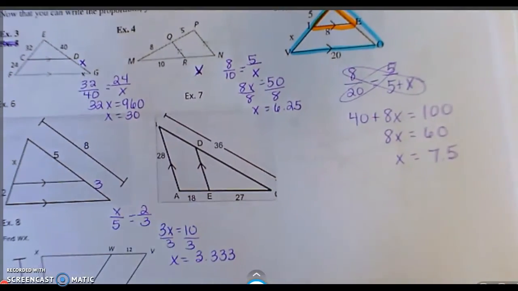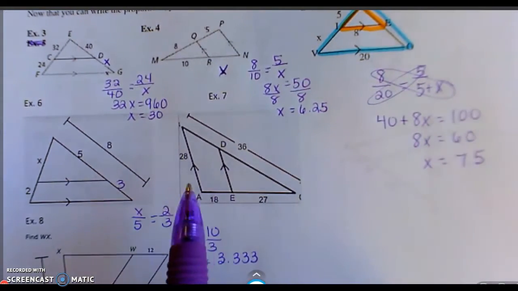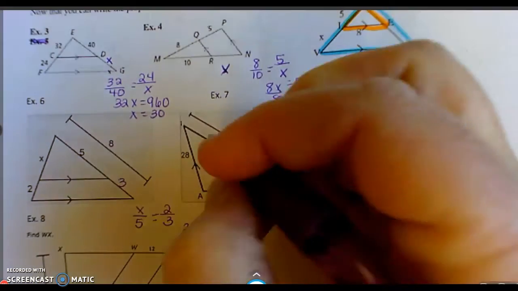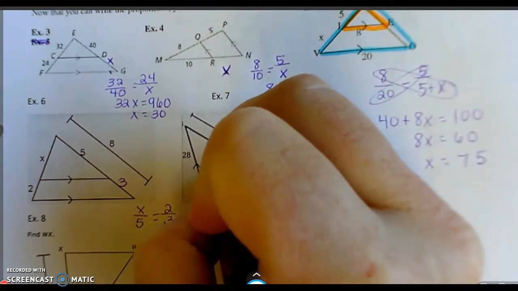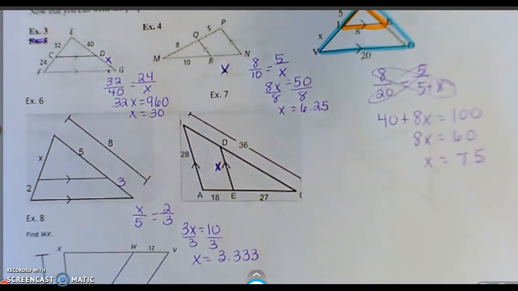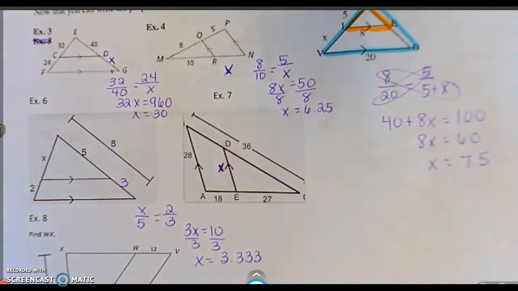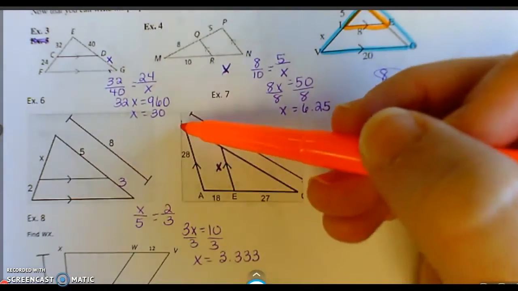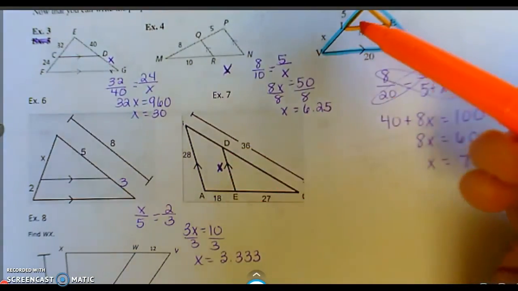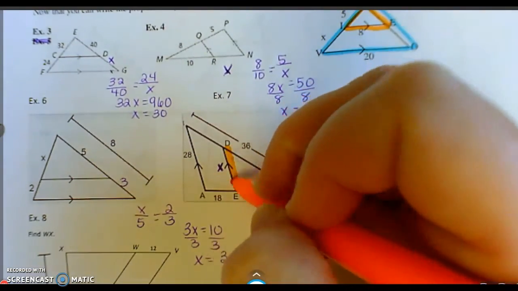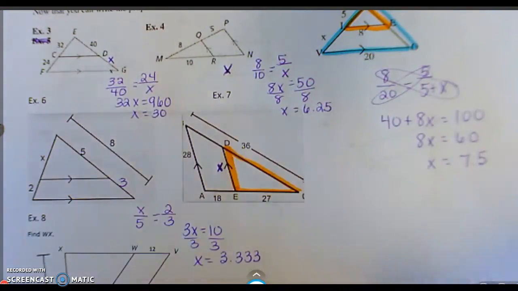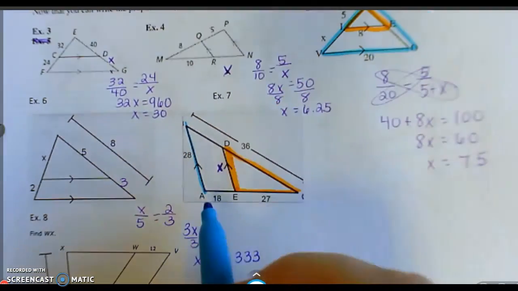Example 7. Alright, so what is it we're looking for here? I'm not really sure. I'm going to guess that we're looking for this side right here. Sorry it wasn't labeled for you, but we're going to look for that side. Notice that these are the bases. So this was kind of like this one where I have to look at this triangle and then I have to look at the big triangle.